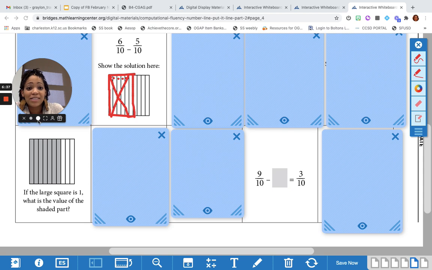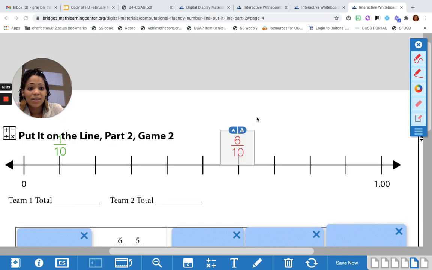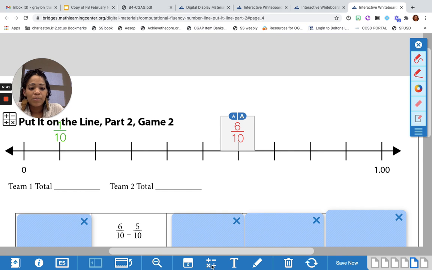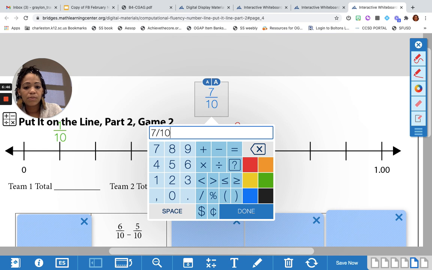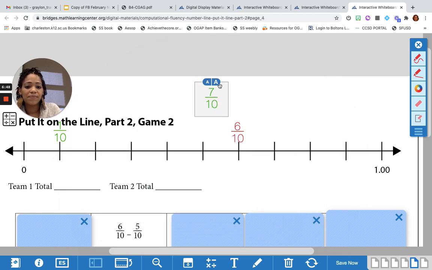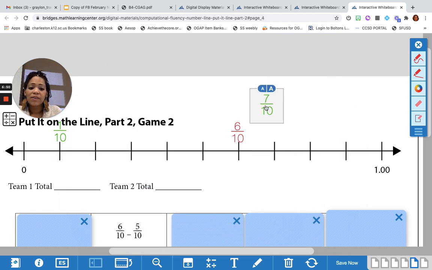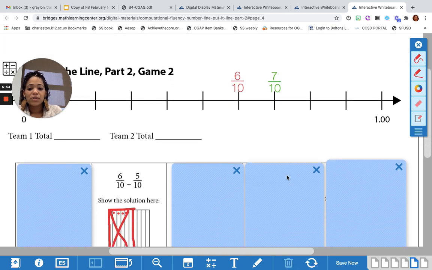Did you say 7/10? Good. 7/10. See, now you're beating me again. So 7/10 goes next to 6/10. 7/10 is greater than 6/10. Nice job. Miss Trammell's turn.